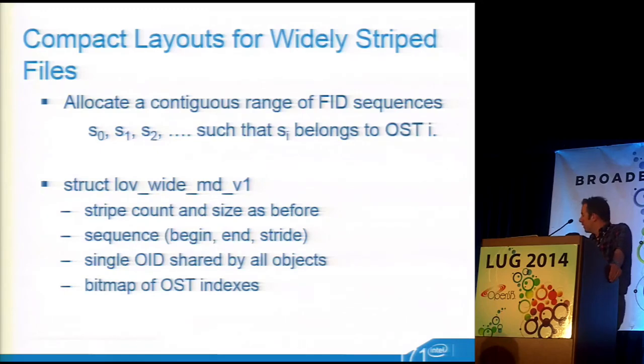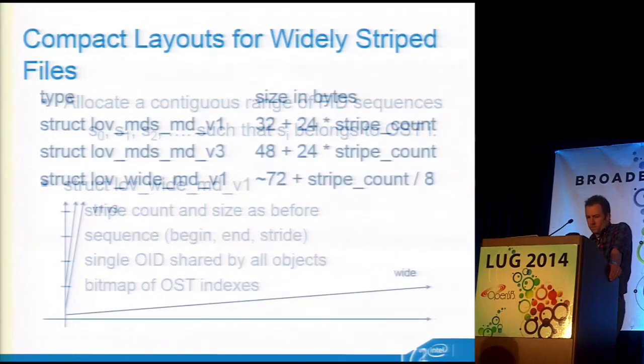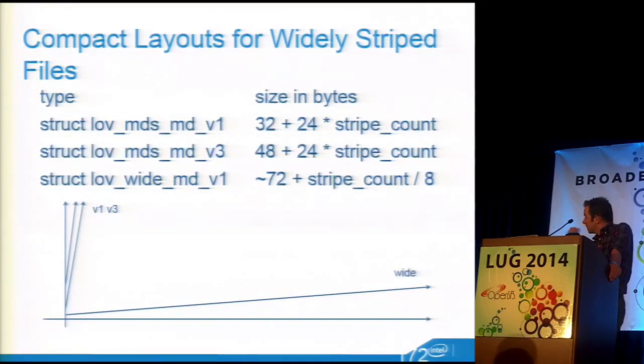So instead of 24 bytes per stripe in our layout, as we have with LOV_MDS_MD_V1 and V3, we have a single bit per stripe marginal cost. So we pay a little more at the header. We have about a 72 byte header, but we save when we start to scale out.